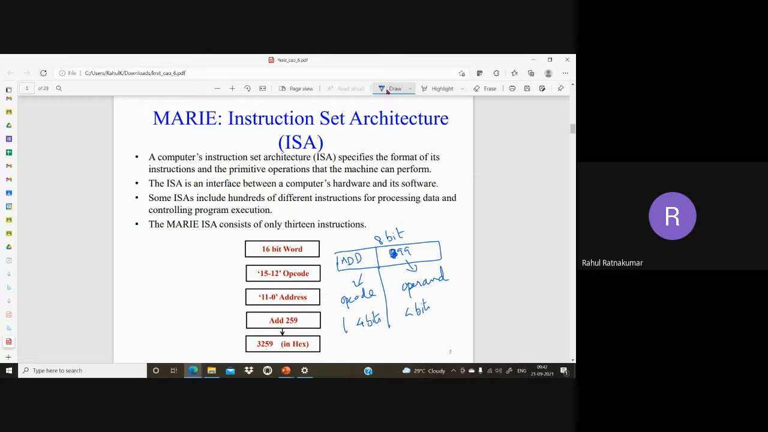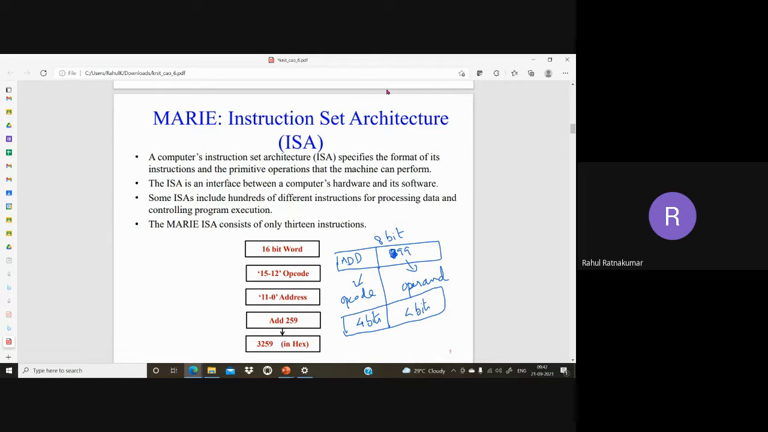If I have an 8-bit instruction word, 4 bits are for the add. So how many operations can you have? 4 bits are dedicated for the opcode, so the total number of operations possible is 2 raised to 4, that is 16. And what about the total number of locations I can access? 2 raised to 4, that is also 16.